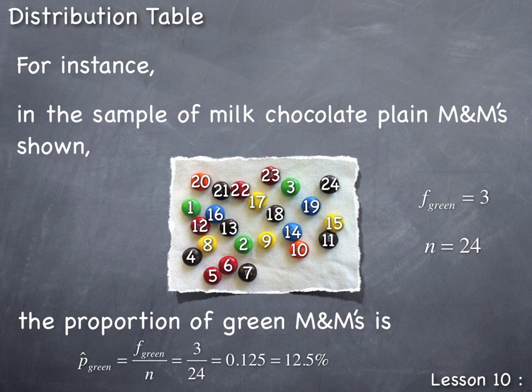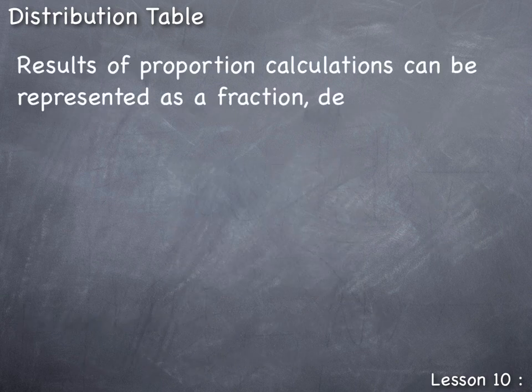3 divided by 24 equals 0.125 in decimal. And multiplying this decimal value by 100%, we also get an equivalent value of 12.5%. Therefore, p hat sub green, that is the proportion of green M&Ms in the sample, is either 3 out of 24, 0.125 decimal, or 12.5%. Results of proportion calculations can be represented as a fraction, decimal, or percent.